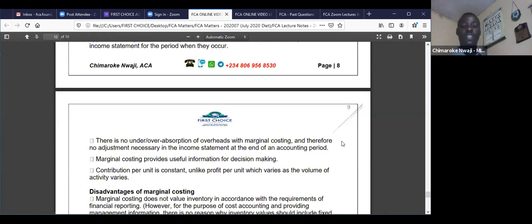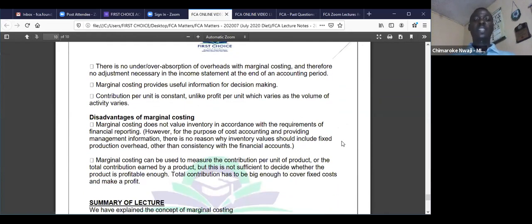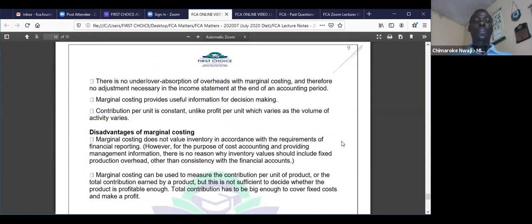Now look at some of the disadvantages. Marginal costing does not value inventory in accordance with the requirements of financial reporting. Normally, you are supposed to value your inventory, opening and closing stock, with full cost. But marginal costing says no, let's use marginal cost. So it is not too good.